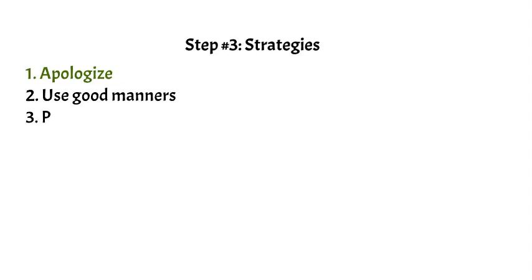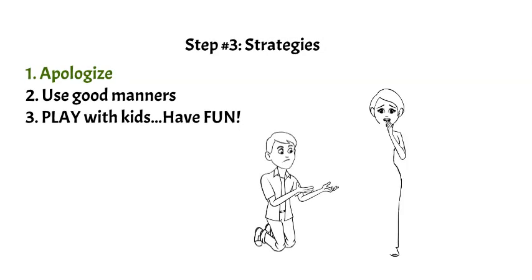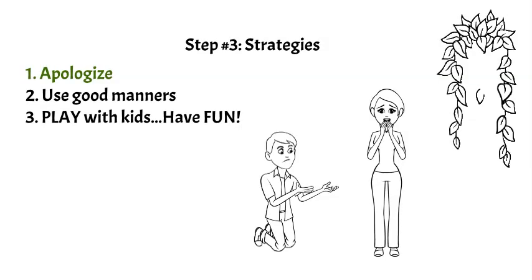Well, here we are, finally at strategies. Step number 3. The first strategy: apologize. Yeah, another one I said. I've heard many adults insist that children apologize when they do something that impacts another person negatively. Why should we not set an example of how and when to do this? Kids learn by directly observing us.